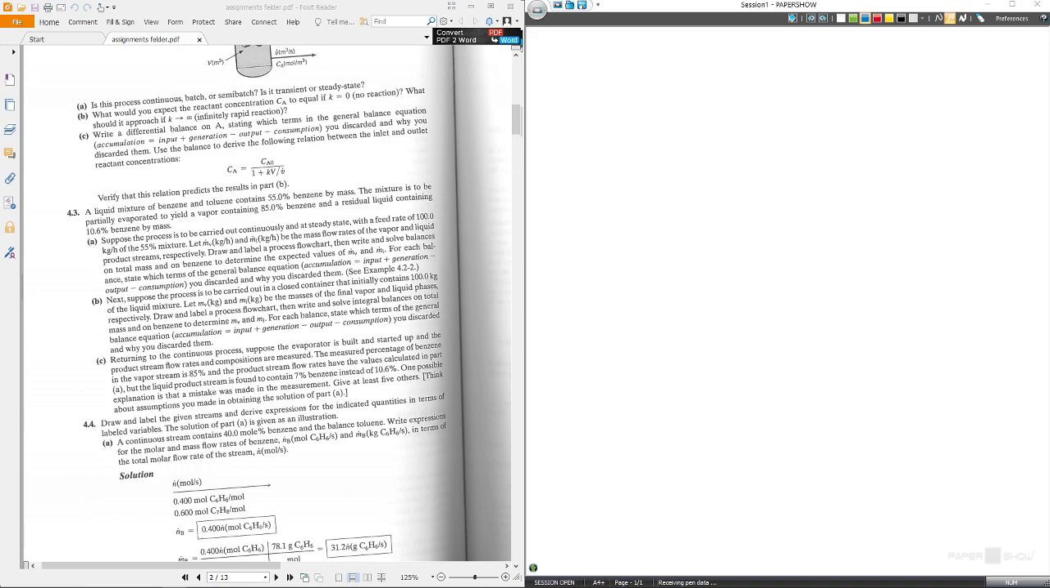Basically, I'm going to show you how I would do a simple sketch for this system, how I would then transfer that into Excel, and how I would set up all of my stream information, equations, and finally how I would solve them in Excel.